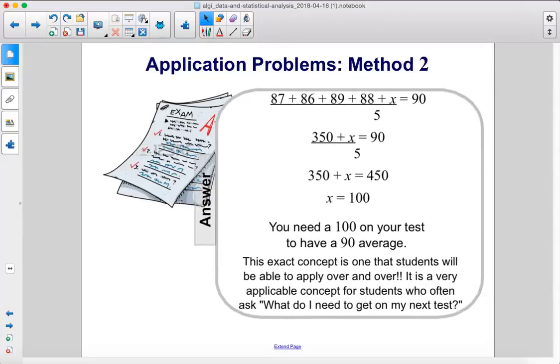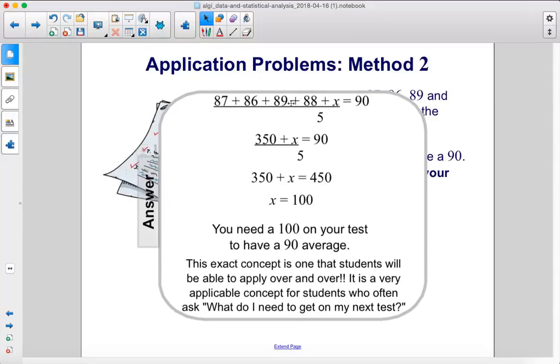Alright, so we have 5 scores. The 4 we already have, and the mystery one that's next, this x. Divided by 5, we want the average to be 90. So we add all those up, we get 350 plus x divided by 5 equals 90. We multiply both sides by 5, we get 350 plus x equals 450. So x equals 100. You need 100 on your test to have a 90 average.